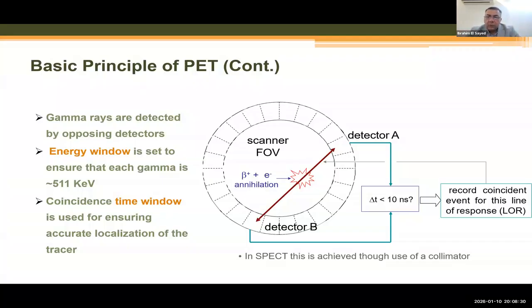The coincidence time window is typically from 4 to 12 nanoseconds, depending on the scanner, and it is very, very critical in detecting the coincidence or aligning the line of response. This narrow window ensures that two photons detected simultaneously truly originated from the same annihilation event, not from separate events that happen to be detected nearly simultaneously.